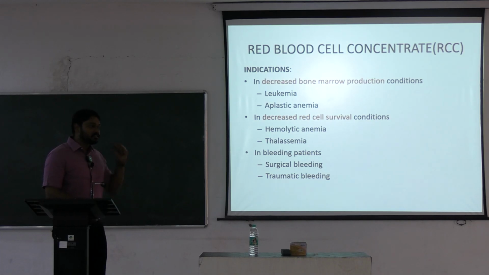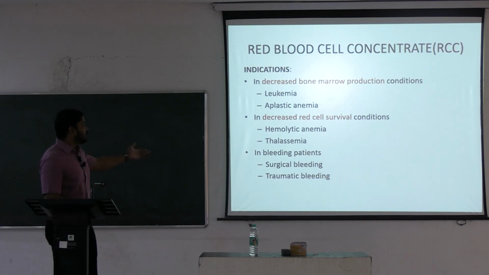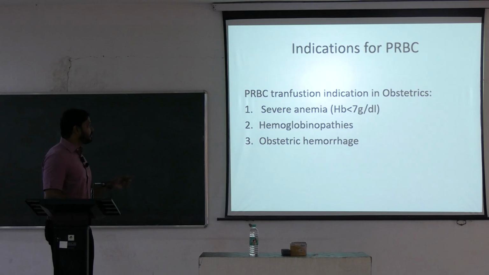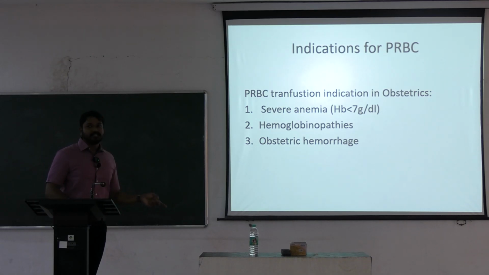So, in conditions where production is less and where there is increased destruction, and in actively bleeding patients like surgical bleeding and trauma patients. When will you transfuse a PRBC in obstetrics? When we have severe anemia, less than 7 gram per deciliter, we categorize the patient as severe anemia, we try to transfuse blood. When there is any hemoglobinopathy like sickle cell anemia, thalassemia, or in any obstetric hemorrhage.